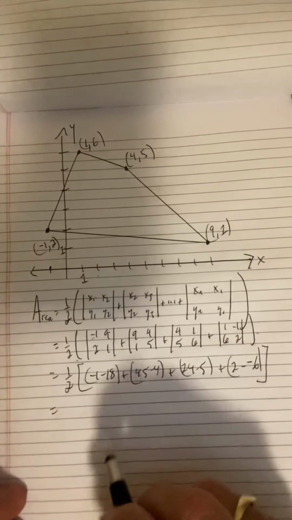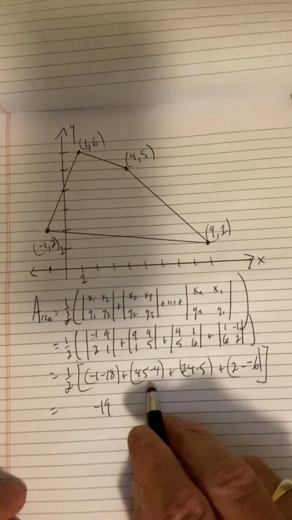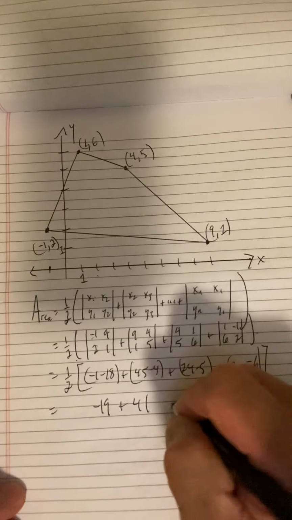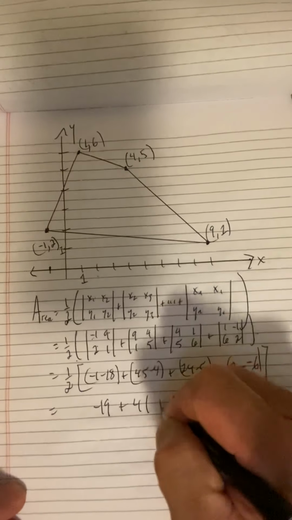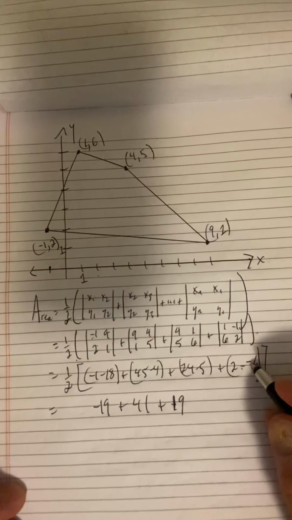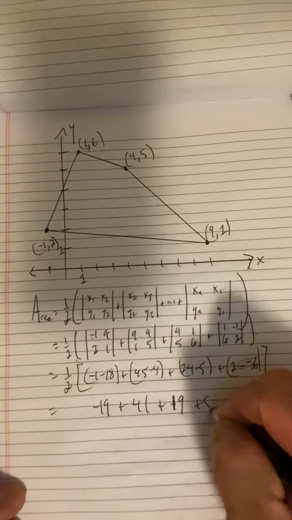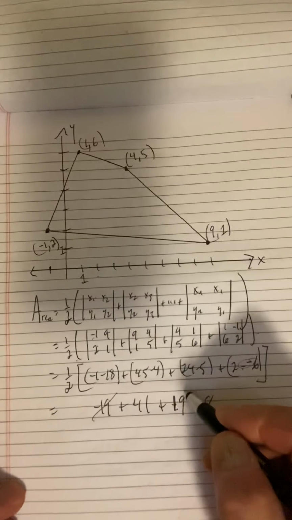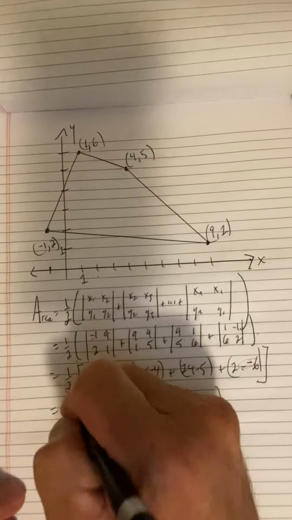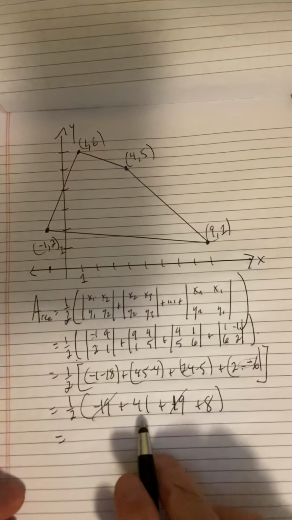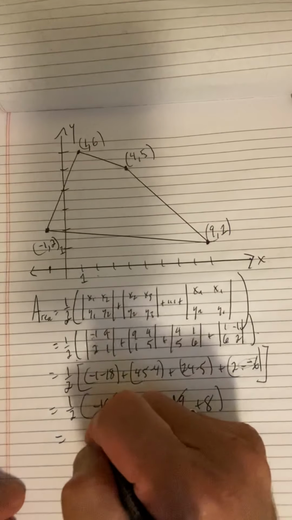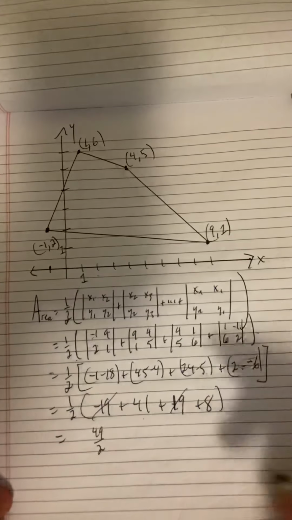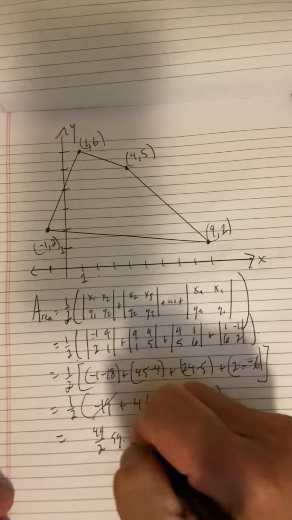So here I have -19, and here I have 41. Here I have 24 minus 5 is a 19, that's convenient. And then over here I have 2 plus 6 because of the double negative, so that's an 8. So 24 minus 5 is a positive 19, and here's a -19. How convenient is that? And this sum is going to get cut in half, remember. So we have 41 and 8, which is 49. So it's 49 halves, or 24.5 square units is the area.